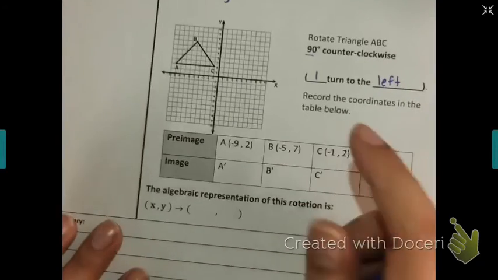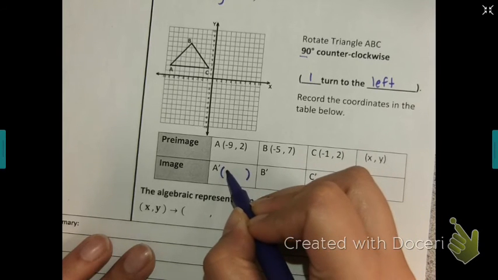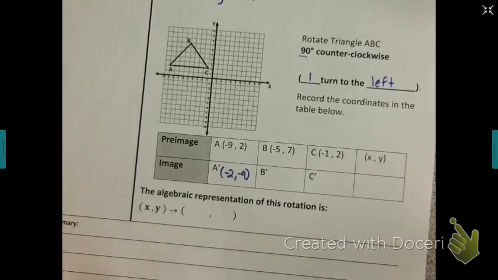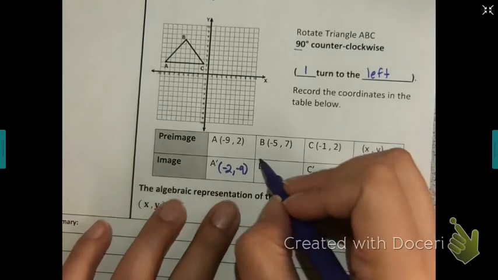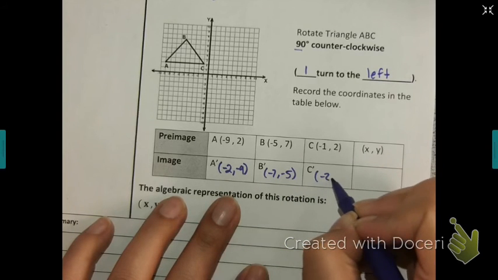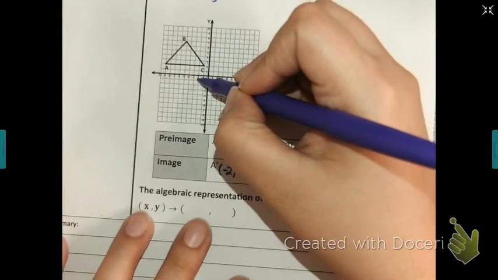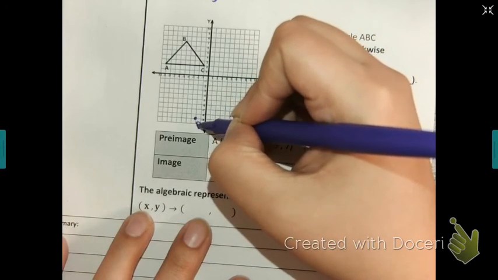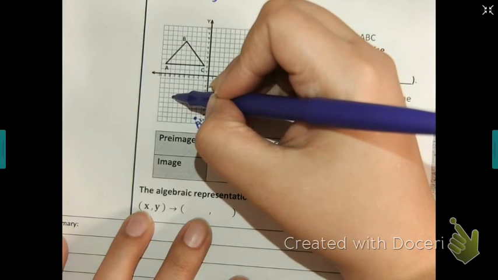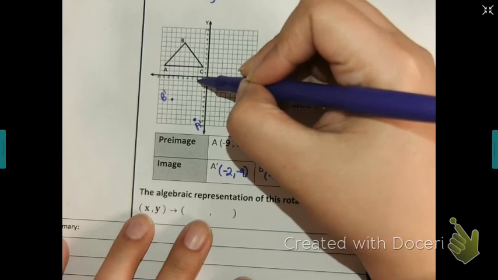So here we're going to switch x and y and then put a negative with the y. So it's going to be like this. It's basically the one that we just did. So -2, -9, -7, -5, -2, -1. Let me plot those real quick. A prime is -2, -9. B prime is -7, -5. And then C prime is -2, -1.